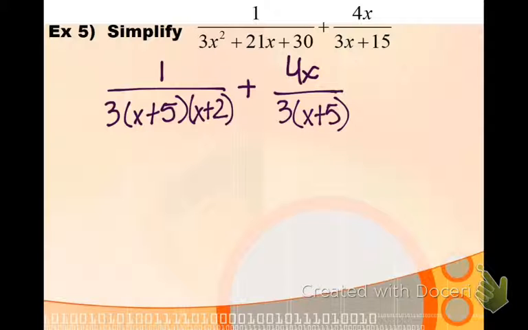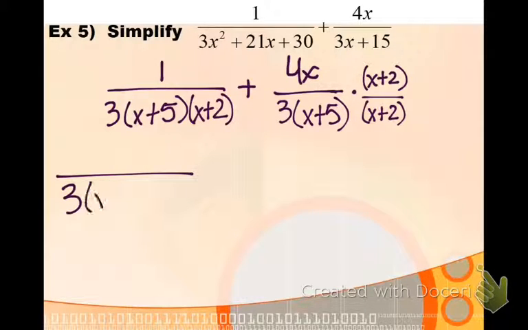Okay, but the second one, what is it missing? X plus 2. So this one's going to get an x plus 2 multiplied on top and on bottom. But the other one gets to stay the same. It's nice that this is an addition problem because I don't have to worry about the changing signs part.